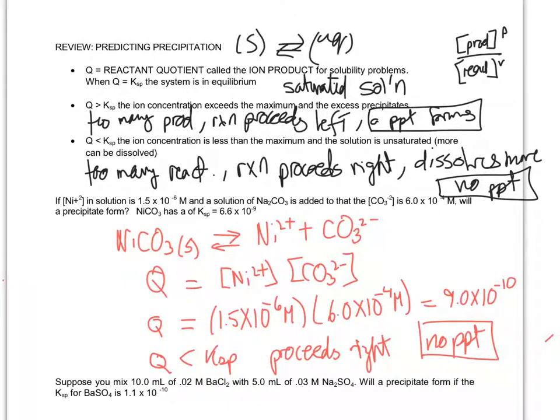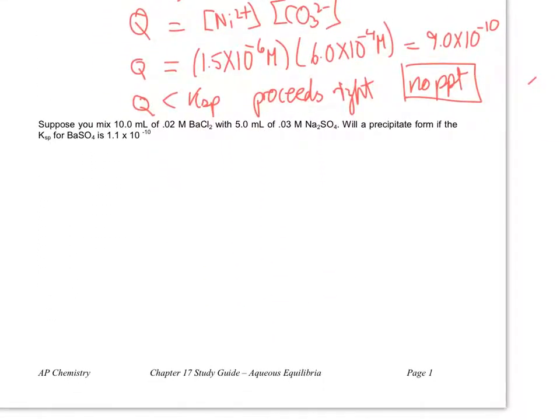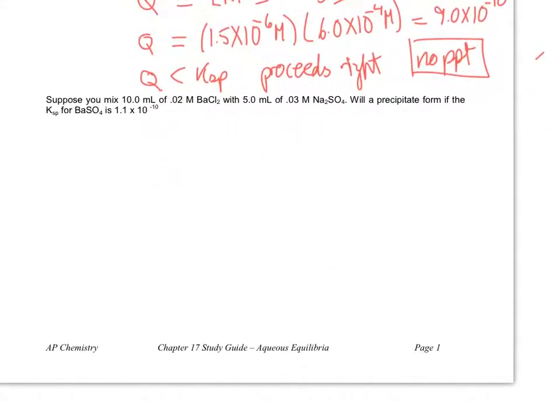Let's try another one. So suppose you mix 10 milliliters of 0.02 molar BaCl2 with 5 milliliters of 0.03 molar sodium sulfate. Will a precipitate form? And they give us the Ksp for the barium sulfate. So that kind of tells us if a precipitate forms, it's going to be barium sulfate. The other reason why we would know that is because sodium salts are all soluble. Chloride salts are typically soluble, but that's not one of the rules that you had to memorize. Anyway, since they give us the Ksp for BaSO4, we know that. So we'll write the dissociation equation for that.